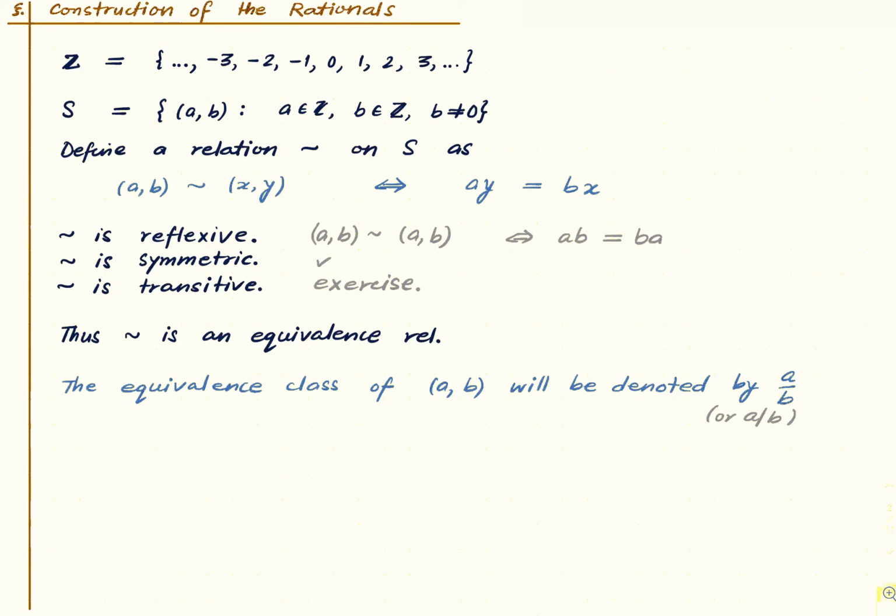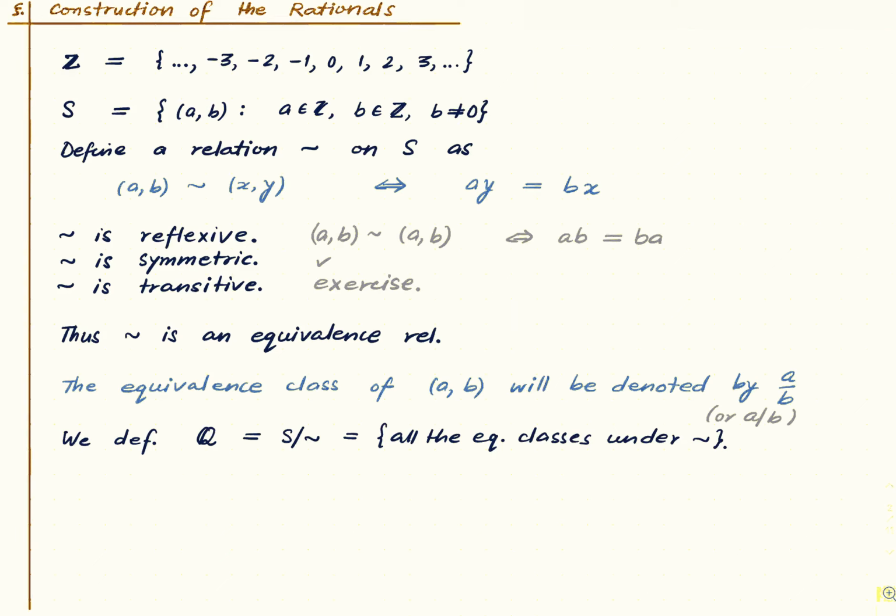Okay. So we define Q, which is Q with a small decoration, as this set, which is of course the set of all the equivalence classes. So this notation stands for the set of all the equivalence classes of tilde. Okay, so that is the set of all the rational numbers.